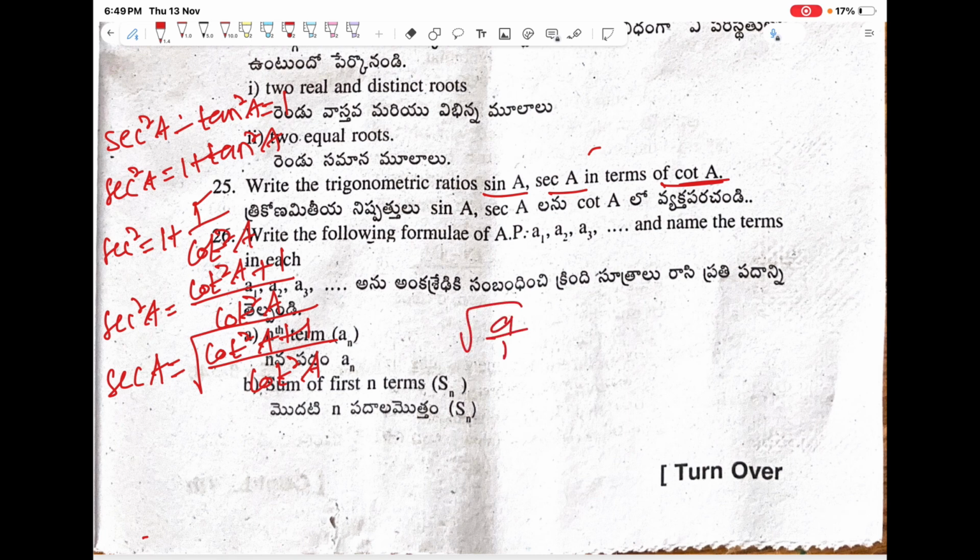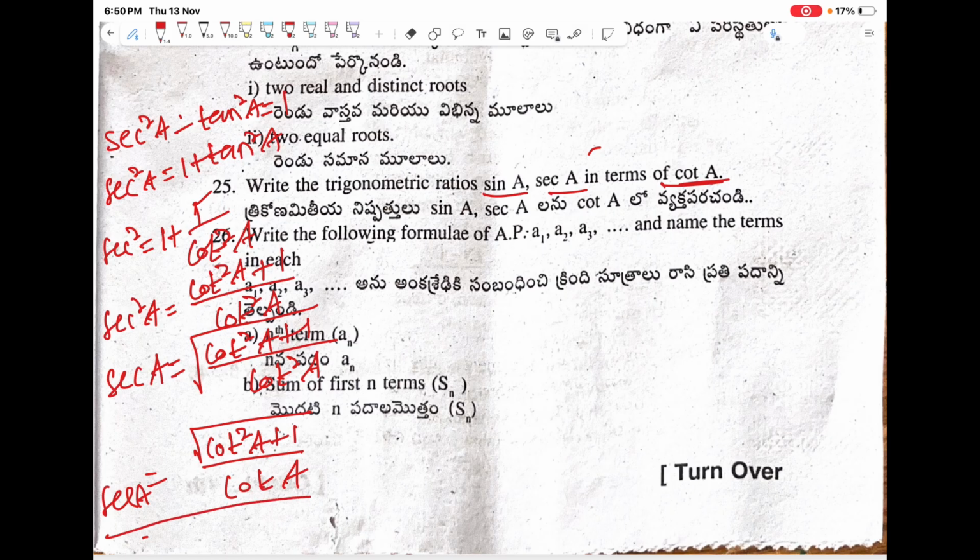When there is a root of A by B, it becomes root A by root B, so the root applies to both. You see here, in the denominator we have cot square A, so the square root of cot square A plus 1 by cot A, because the square root and the square cancel. So cot A remains. This is the secant A we showed in terms of cot. There is another one, sin.